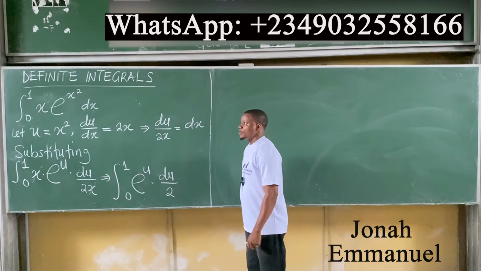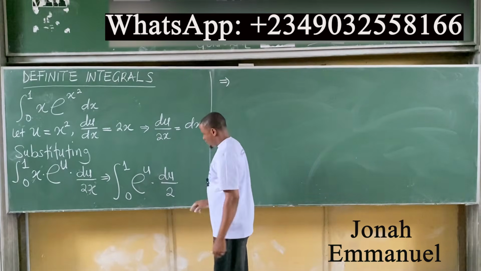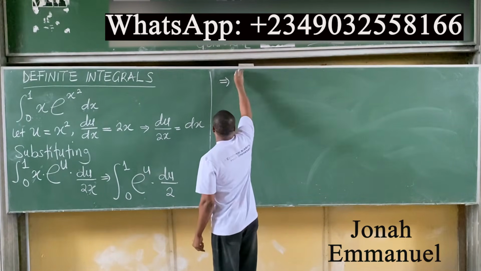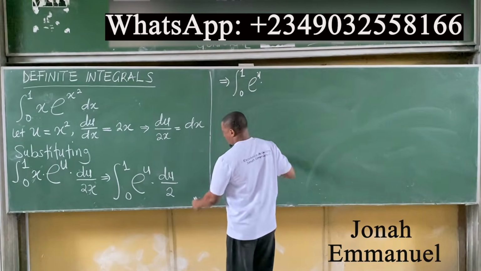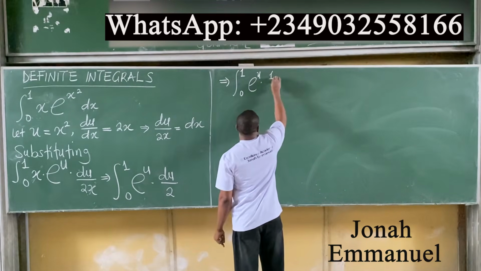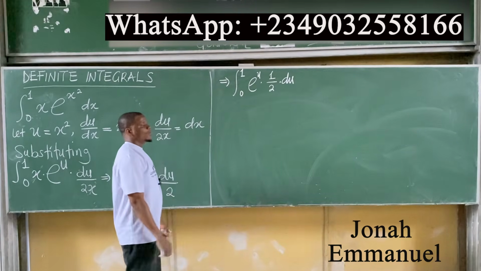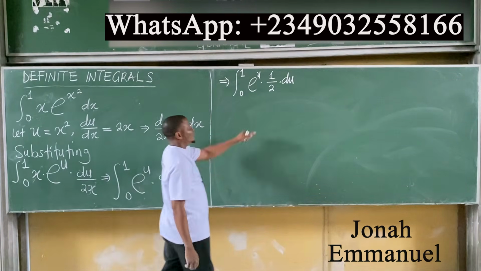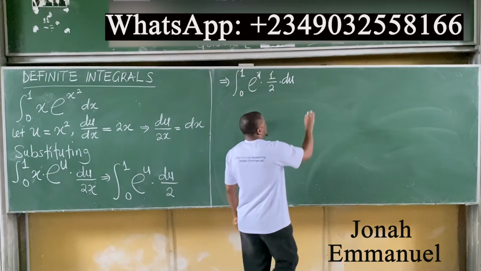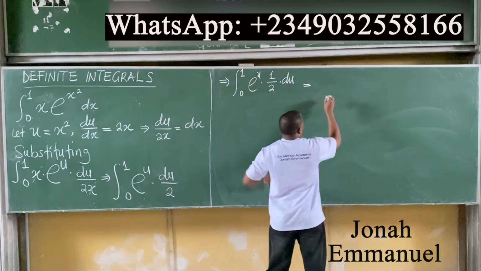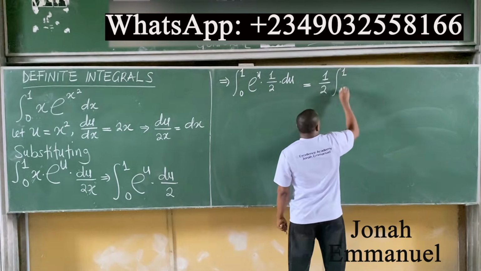Okay. What next here? Your next task. Let's get the constant term here. What's the constant term? The constant term here is 1 over 2. So I have the integral from 0 to 1 of e^u du over 2, which is 1 over 2 multiplied by du. And if you recall from when we did integration, when you have a constant term, you take the constant term outside the integral sign. So it becomes 1 over 2 times the integral from 0 to 1.